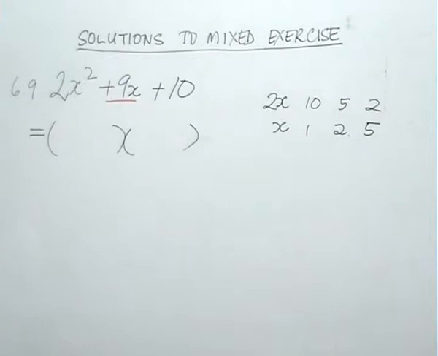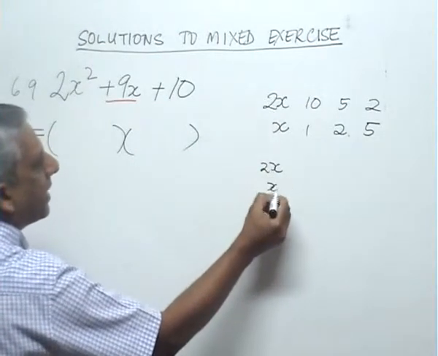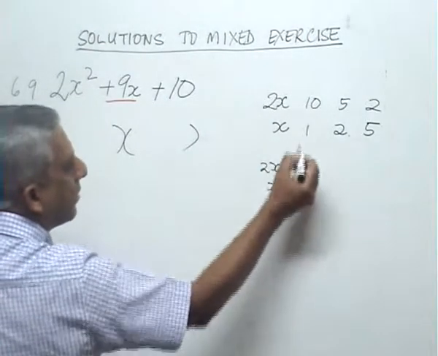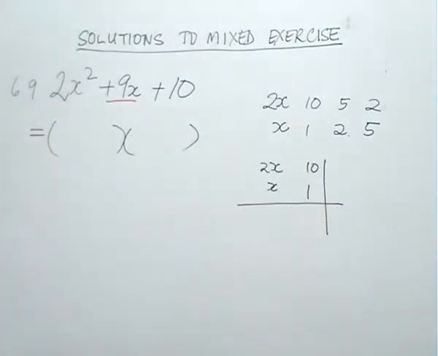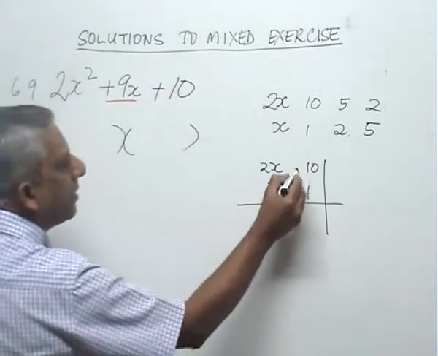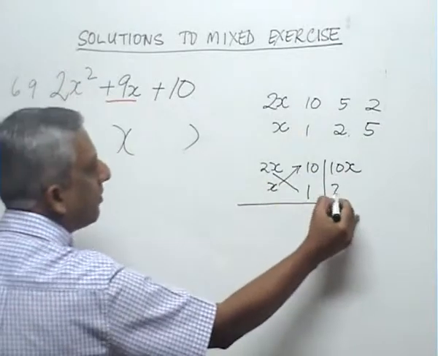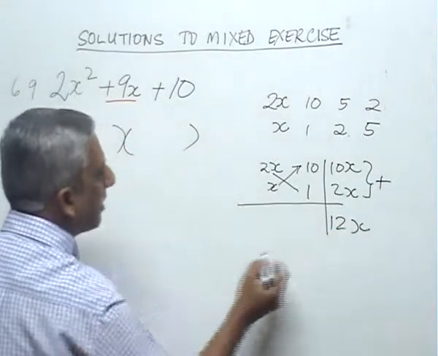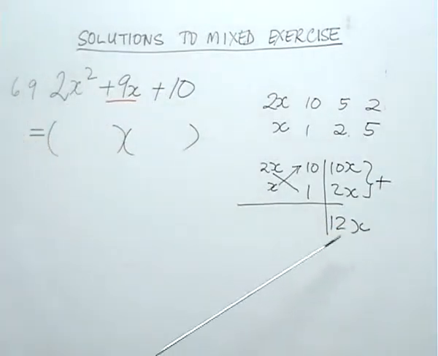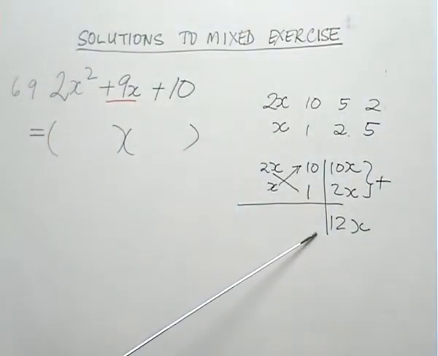Now, let's suppose a student felt that the answer is 2x and x and 10 and 1. He felt that these were the factors. Then he or she will test it. That will give you 10x. 2x times 1 will give you 2x. Add them up, you get 12x. Then when you compare 12x to 9x, you realize this is wrong.